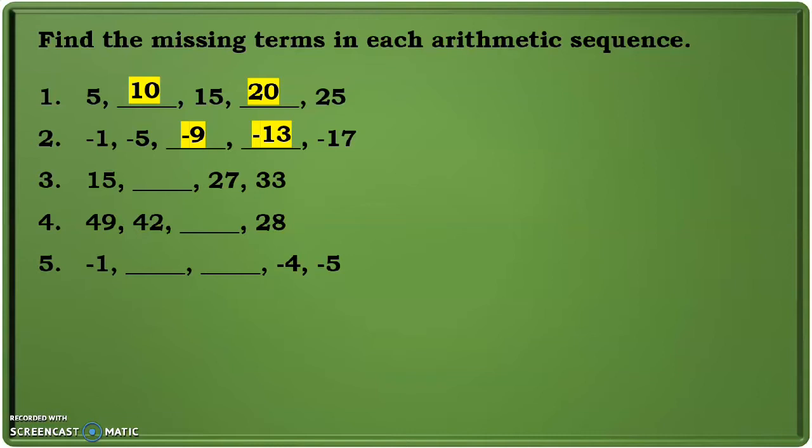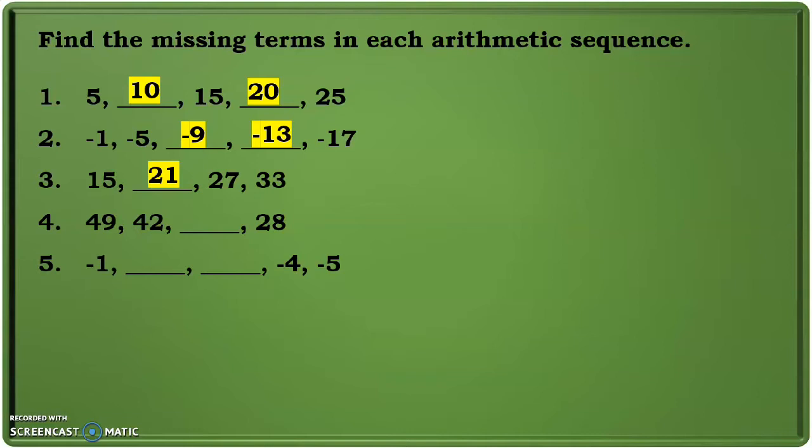What about number 3? 15, blank, 27, 33. The rule is just by adding positive 6. Then, after 15, the next term is 21. And for number 4, what is the rule? 49, 42, blank, 28. Yes, the rule is by subtracting 7 or adding negative 7.